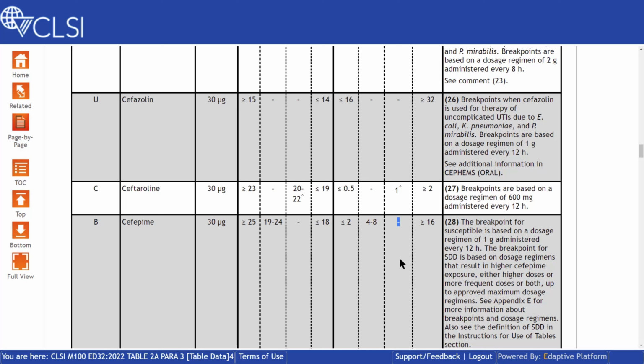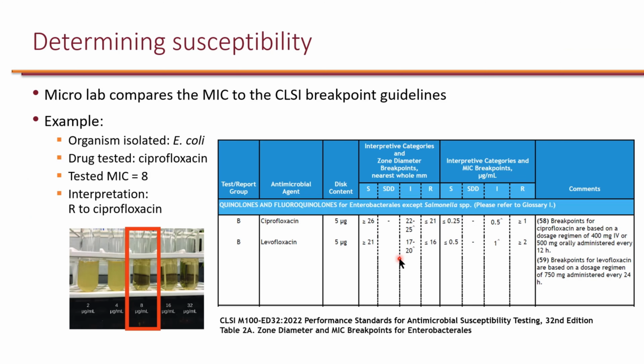So that's how you navigate the CLSI document. Here's another example. Let's say we have identified E. coli, and then we did broth microdilution to see the MIC. Looking at this, you can see that this test tube is cloudy, and these three are clear. Which means that the organism E. coli was growing in these two, but not here, here, or here. So the minimum concentration needed to inhibit E. coli in this example was 8. So the MIC is 8.